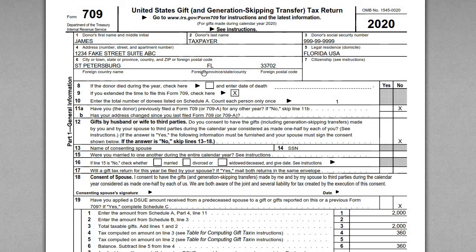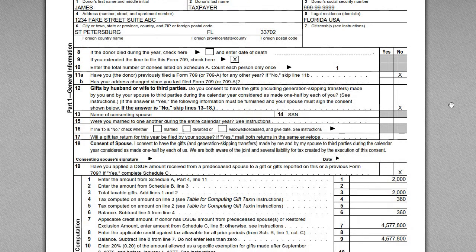So this is a Form 709. It's being filled out for James, taxpayer, right? So he's the donor up here. Remember, the donor is James. The donee is the recipient. So you fill it out. The donor's first and last name, social security number, where do they reside. Answer questions 8 through 18 here as applicable. In John's case, this is the first one he's filing, so he's answering no to question 11A. And he's not doing any GST or anything like that. So this is a very straightforward gift tax return for the current period.